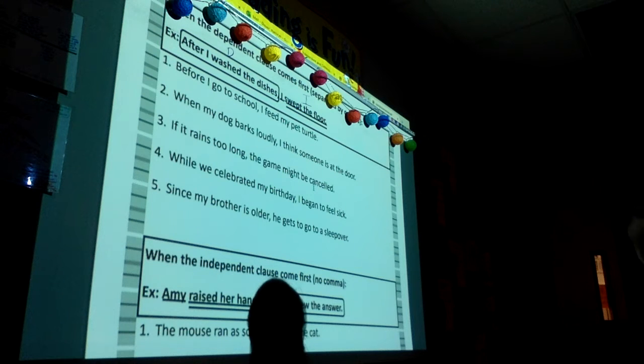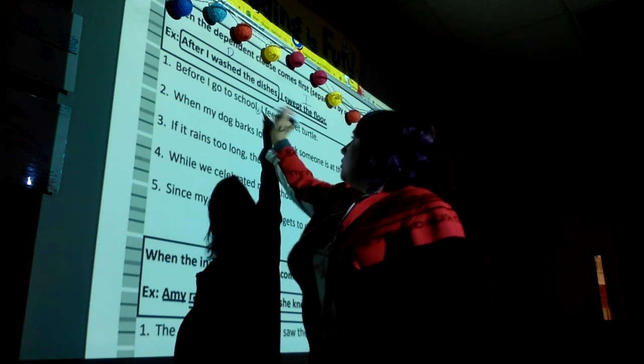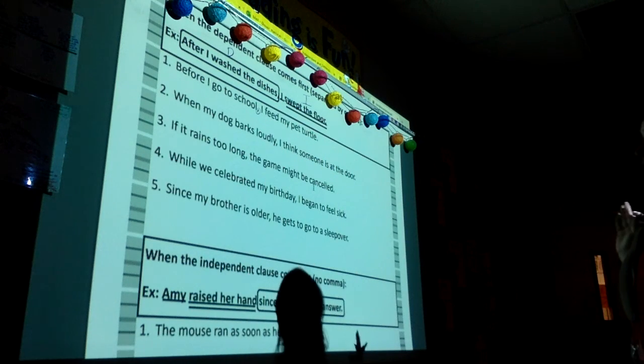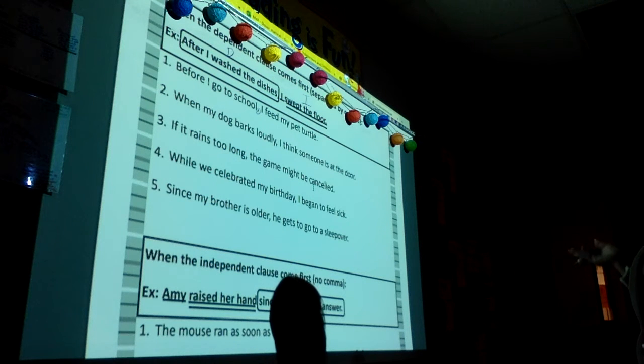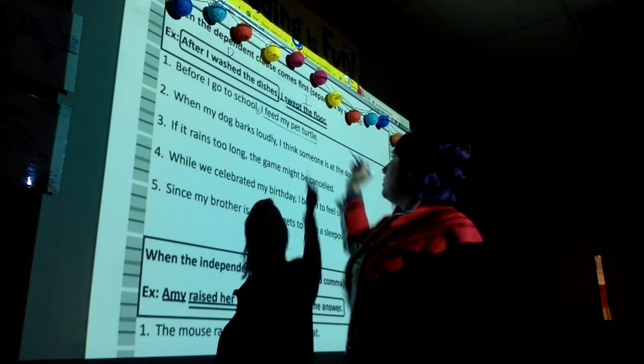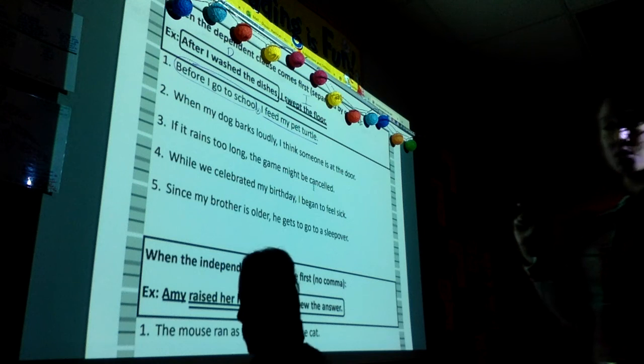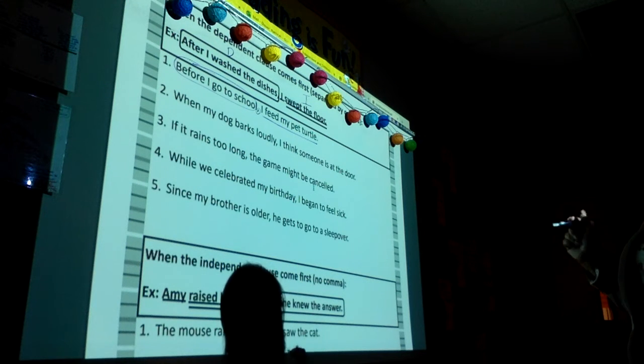So I'm going to ask myself, which part of that sentence, okay, here's the comma, which part of that sentence is complete by itself? It doesn't need anything else. That means that it has to have a subject and a verb. This part right here, I feed my pet turtle, can stand alone by itself. If I just said before I go to school, you're going to be wondering what in the world I'm talking about. You're still going to be sitting there waiting for me to finish my thought.